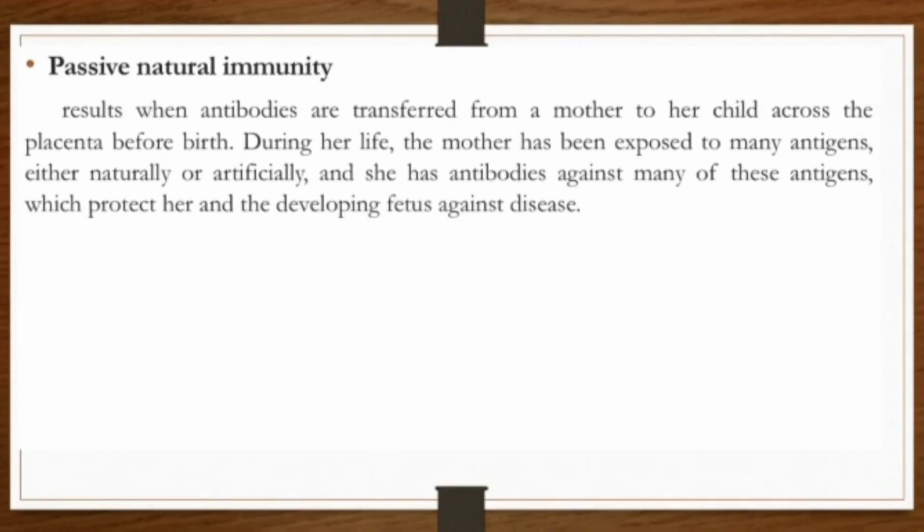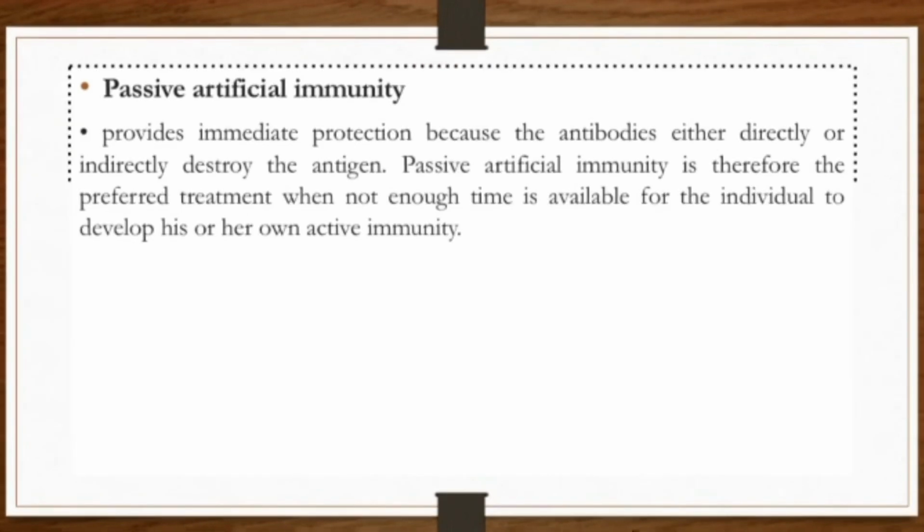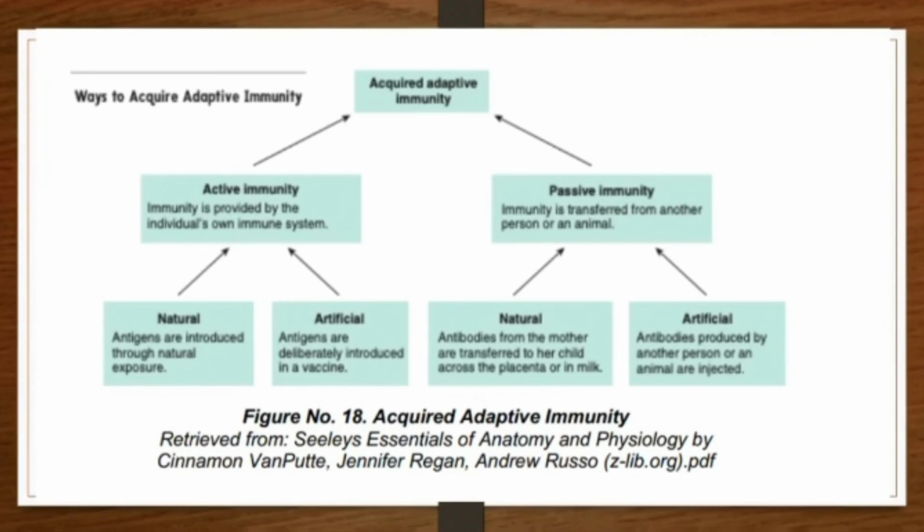Passive natural immunity results when antibodies are transferred from a mother to her child across the placenta before birth. During her life, the mother has been exposed to many antigens, either naturally or artificially, and she has antibodies against many of these antigens, which protect her and the developing fetus against disease. So this is the structure of acquired adaptive immunity.